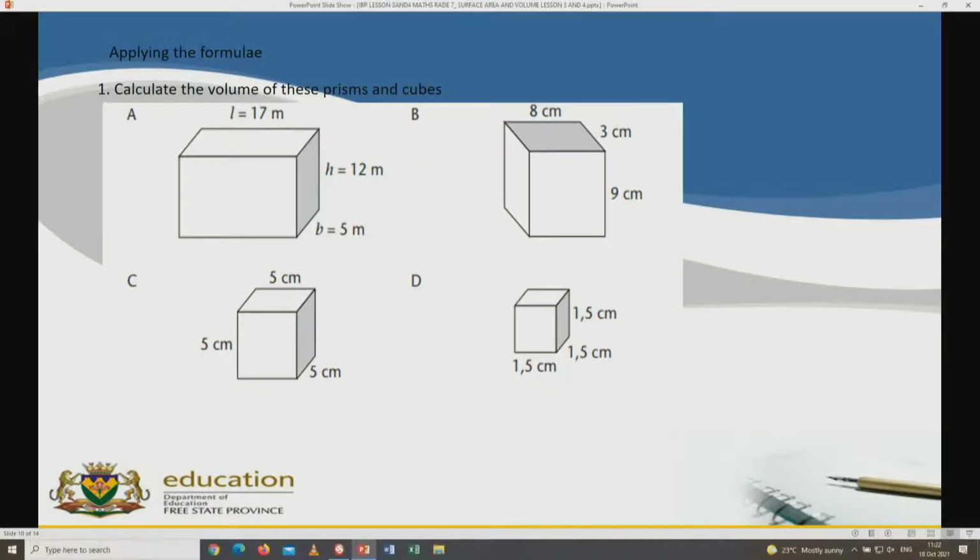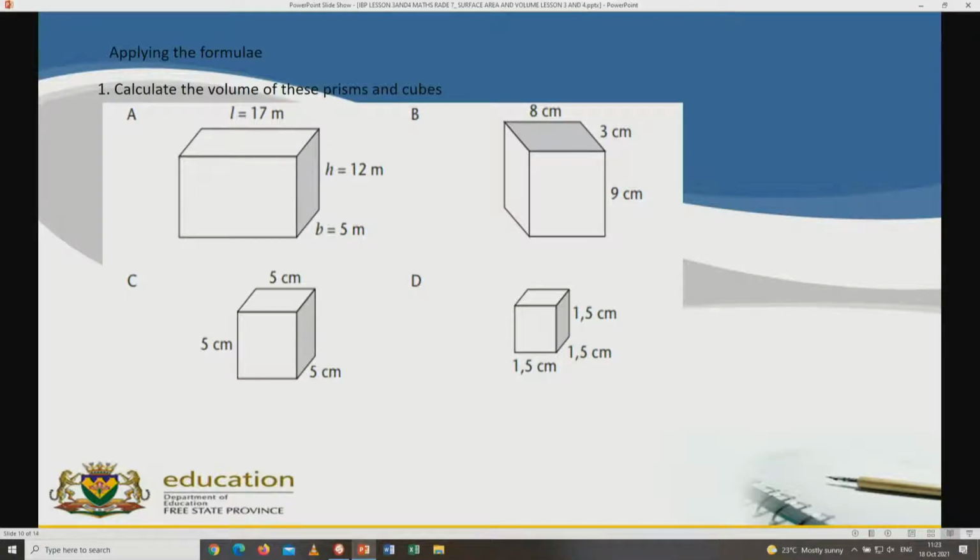Let's check the second one, that is B. If you look at B, B is saying the dimensions are 8 centimeters, 3 centimeters, and 9 centimeters. I think you can agree with me that this is also a rectangular prism, which looks more like a cube. But look at the dimensions. Had it been a cube, the dimensions would be the same. But now they are not the same.